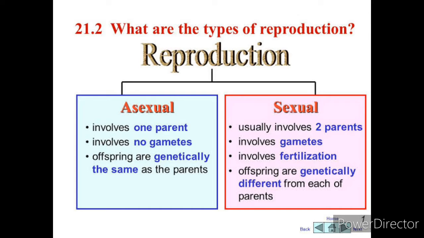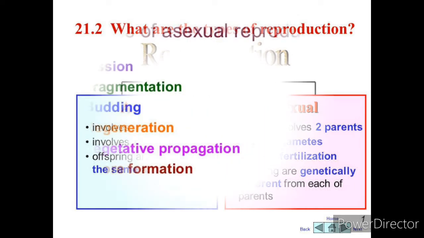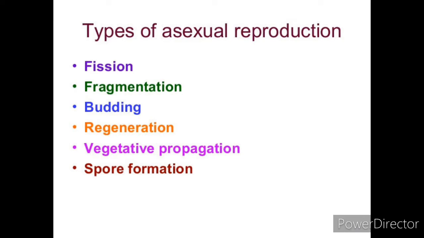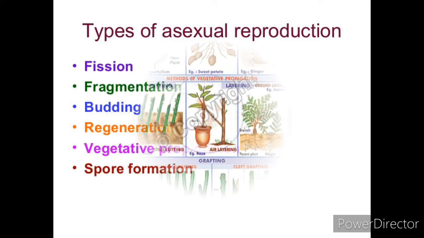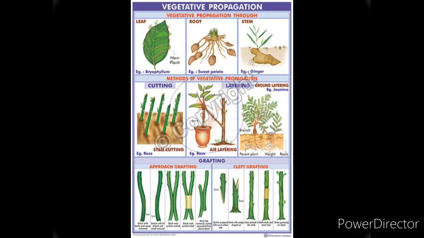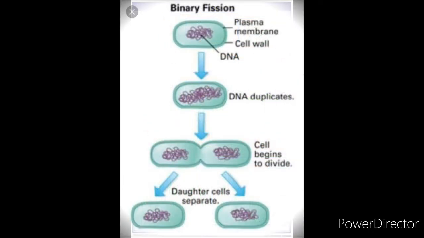In lower organisms like bacteria, lower plants like algae, and even in fungi, asexual reproduction takes place by fission, fragmentation, or by the formation of spores. In some higher plants, the vegetative parts of a plant like the root, stem, or leaf help in producing new plants. Such kind of reproduction is called vegetative propagation. Now let's focus on binary fission in bacteria.